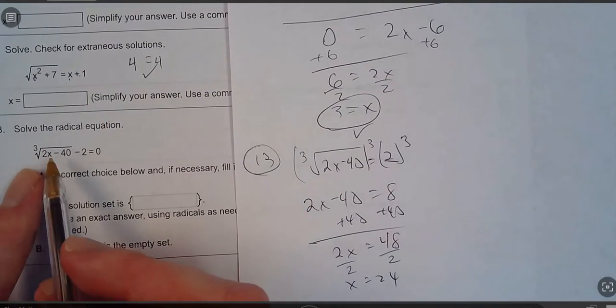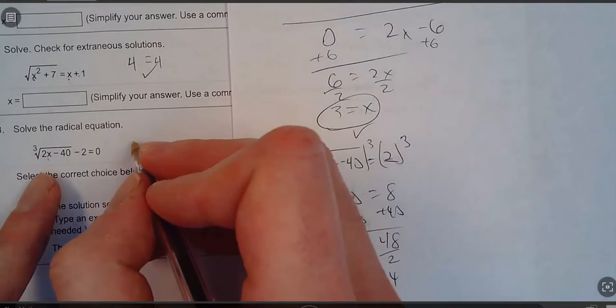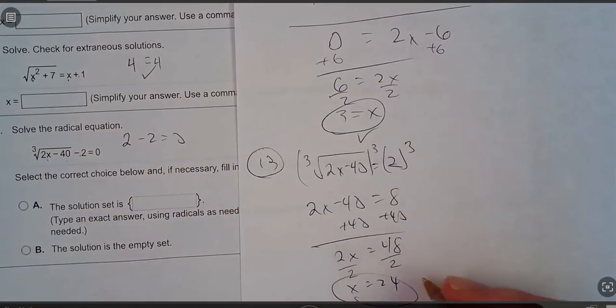So 2 times 24 is 48. 48 minus 40 is 8. The cube root of 8 is 2. Minus 2 equals 0. So that one checks out. That one works.